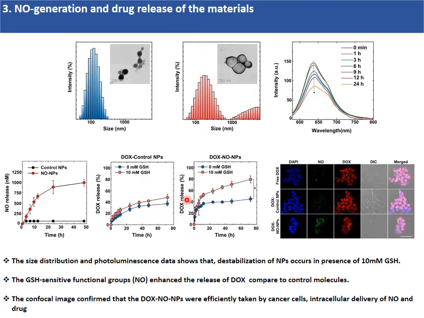That is proof that there is no release in this control molecule. But in the case of the DOX release molecule, it proves that in the presence of 10 millimolar glutathione, NO release is much higher, and then doxorubicin release is much higher due to the higher EPR effect from the NO group. And this confocal microscopy image proves that the DOX nanoparticle forms NO at the intracellular level, with much more release of DOX compared to the DOX control nanoparticle and free DOX molecules.